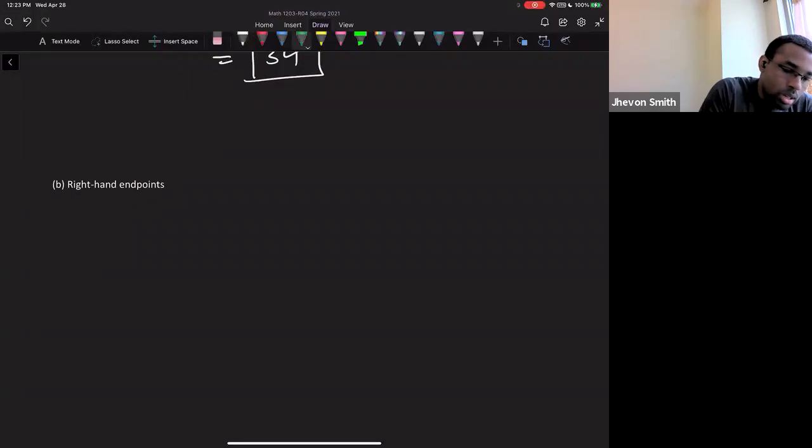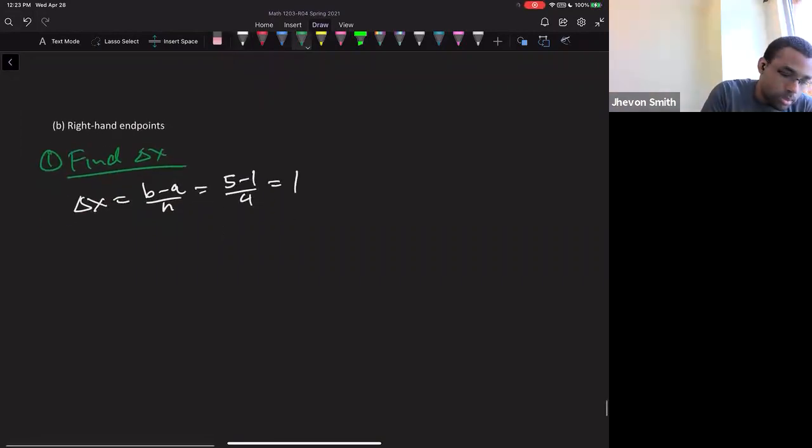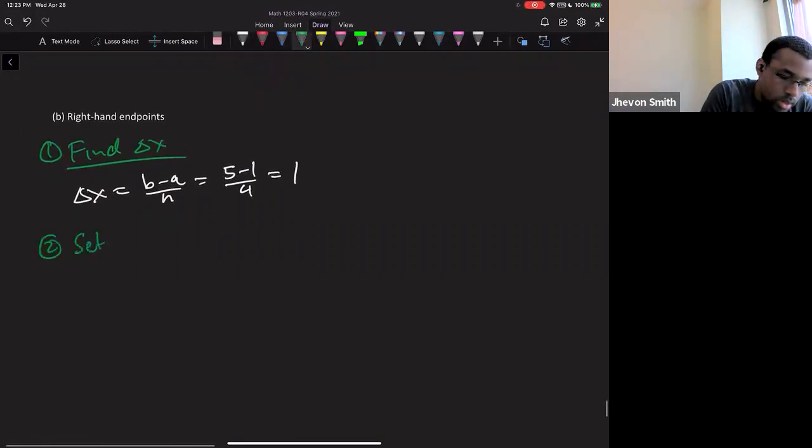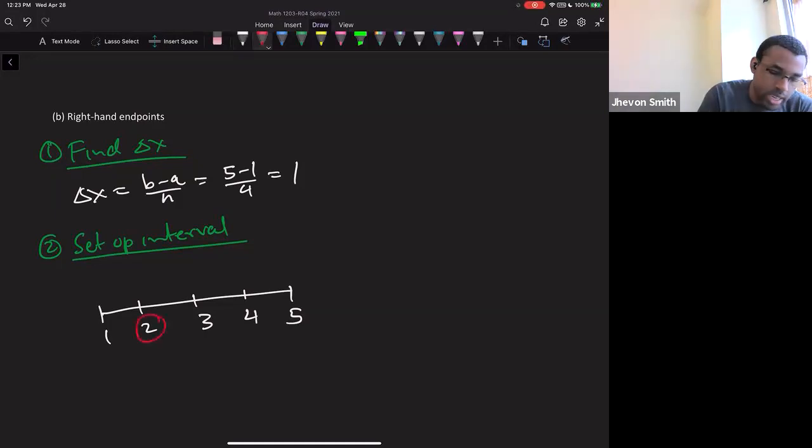So again, if I want to do right-hand endpoints, I would find delta x. Delta x equals b minus a over n equals 5 minus 1 over 4 equals 1. Set up the interval. Okay, so I'm going to go here. I know I'm between 1 and 5. I want 4 rectangles. I know that this will be 2, 3, 4, and 5. And now I know I want the right sides because I'm using the right-hand rule.